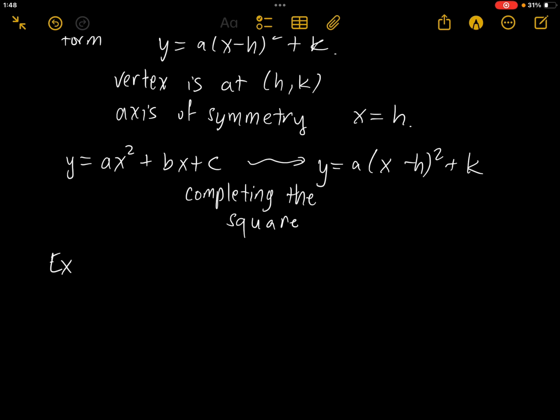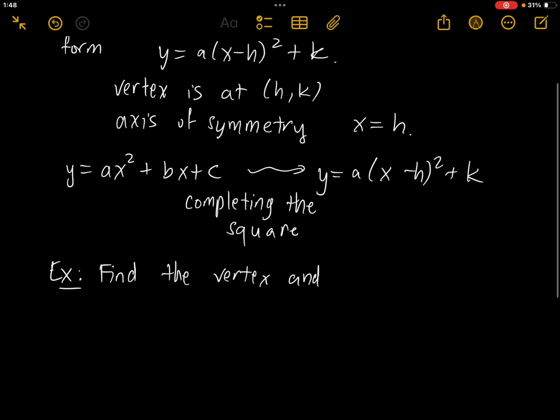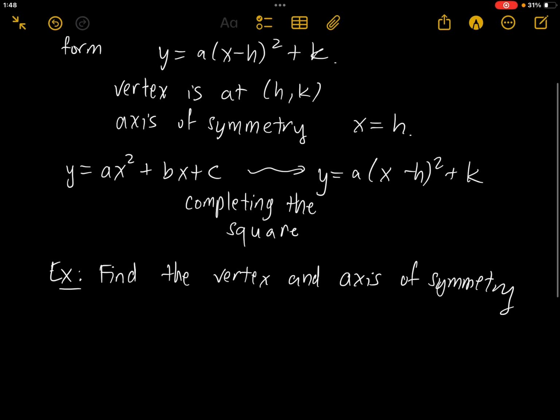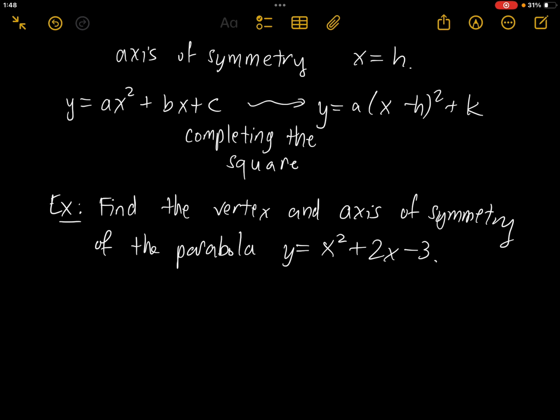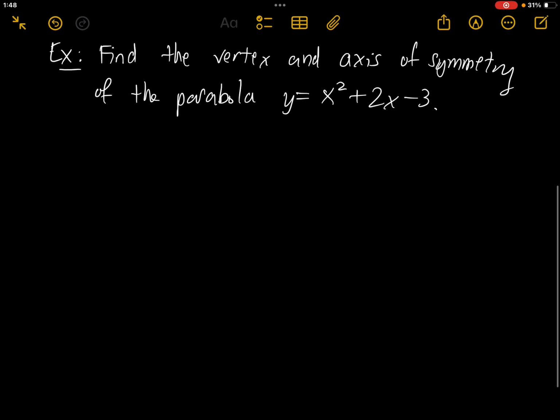So here's an example. Find the vertex and axis of symmetry of the parabola y equals x squared plus 2x minus 3. Okay, so we have y equals x squared plus 2x minus 3.